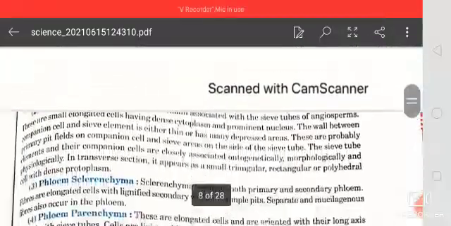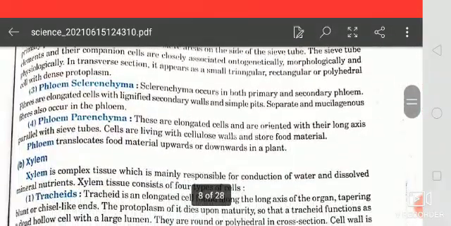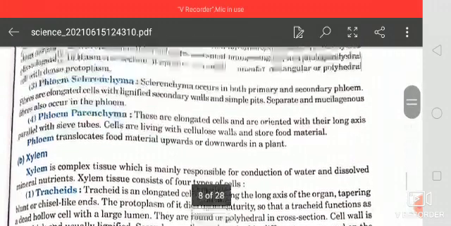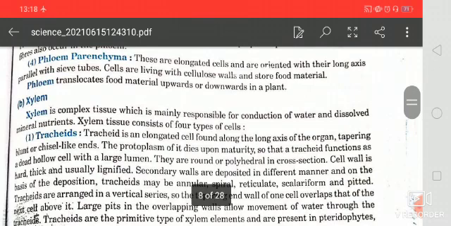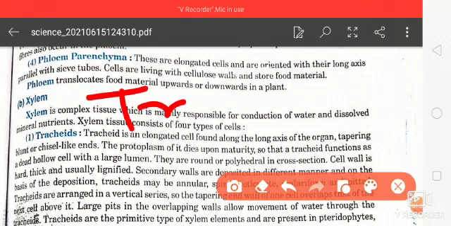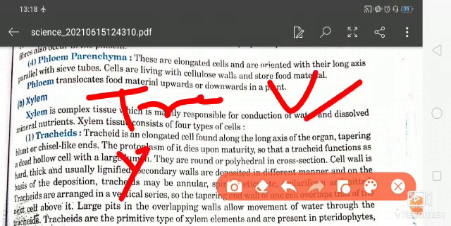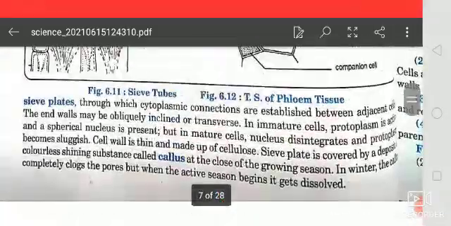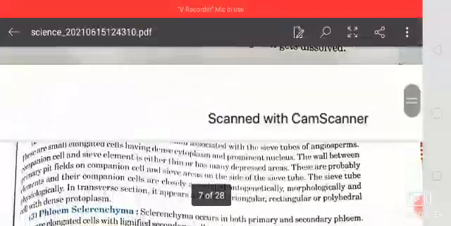Students, in this tissue there are 4 parts. The third one is phloem sclerenchyma, about which we have discussed, and the next one is phloem parenchyma. Like these, the xylem also has tracheids, vessels, xylem parenchyma and xylem fibers. It also has 4 parts. First we will discuss the phloem.